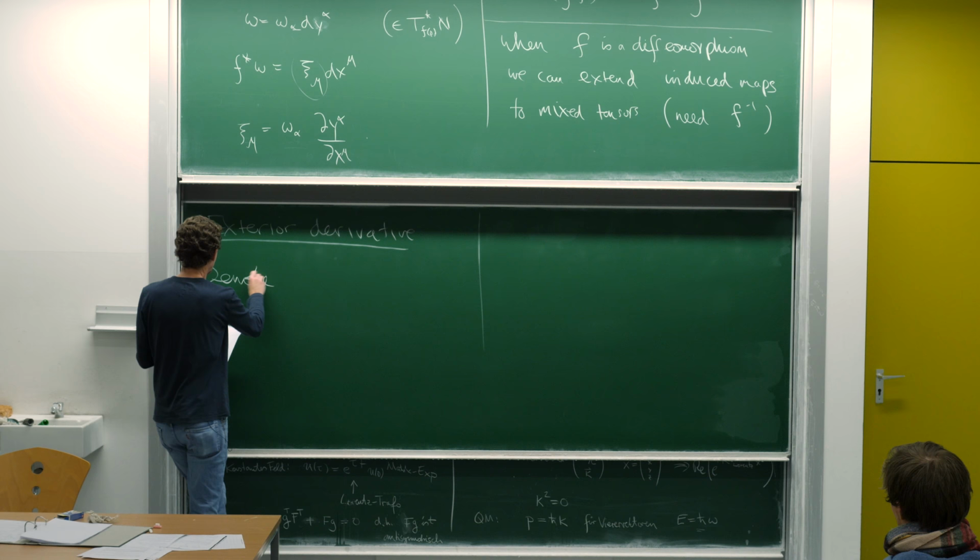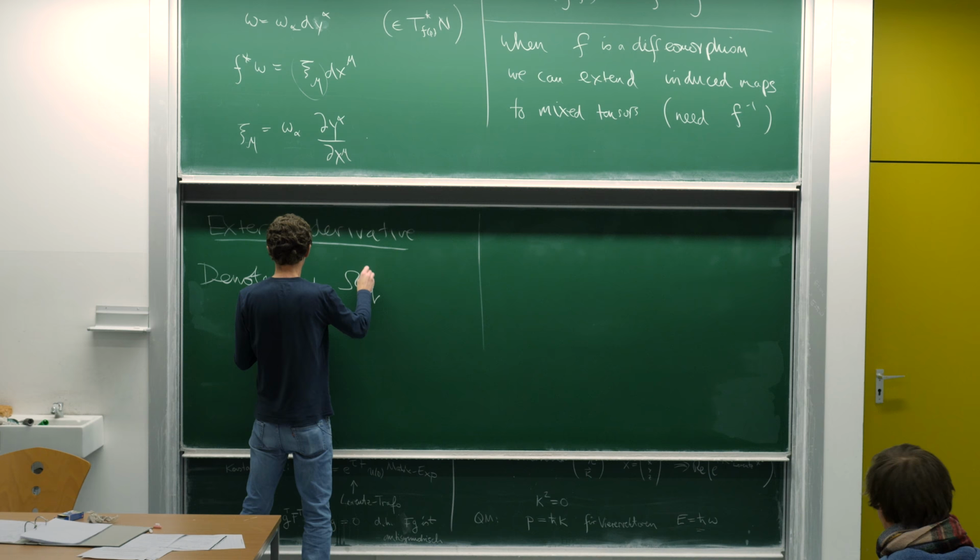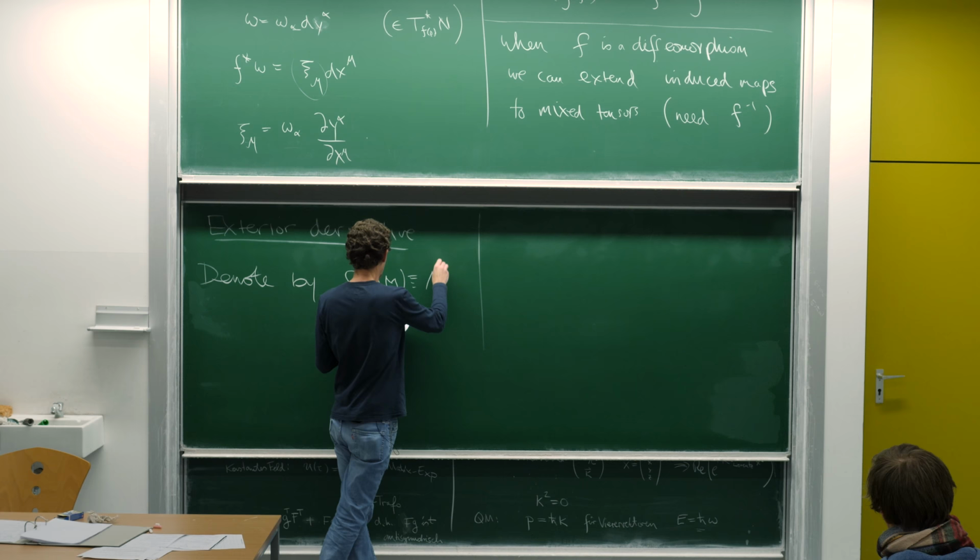So denote by omega qk of m the wedge of the tangent space of m at a point q.